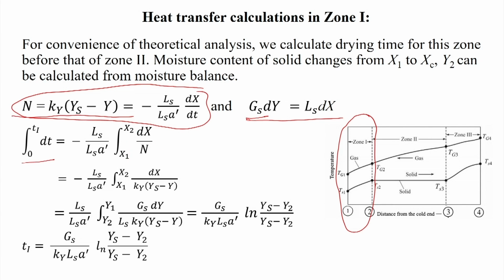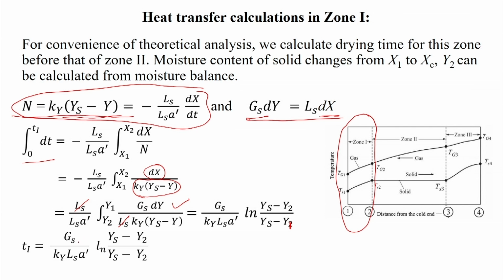So that is dx by N. This N will be replaced by Ky into Ys minus Y. Then we can keep this in the form of dx, or we can keep it in the form of dY also, Gs by Ls into dY. Just put Gs into dY by Ls into Ky, then this Ls will go. That is why we kept this Ls from the beginning. So ultimately, after this integration, we will get Gs by Ky into A prime into ln of Ys minus Y2 by Ys minus Y1.